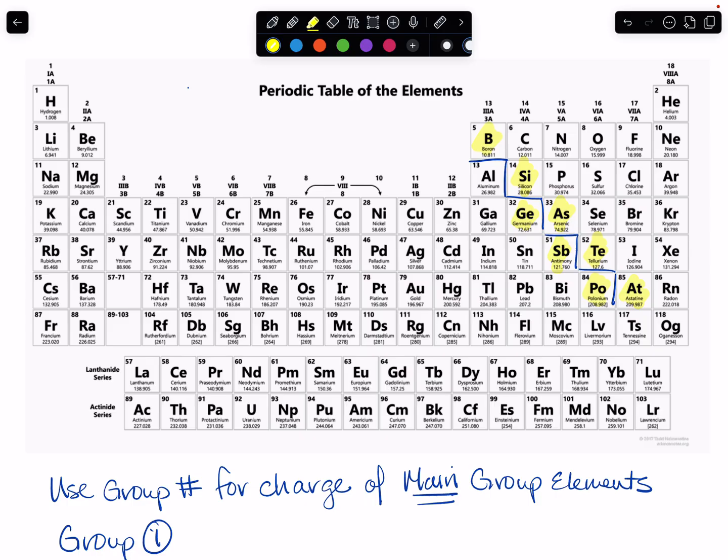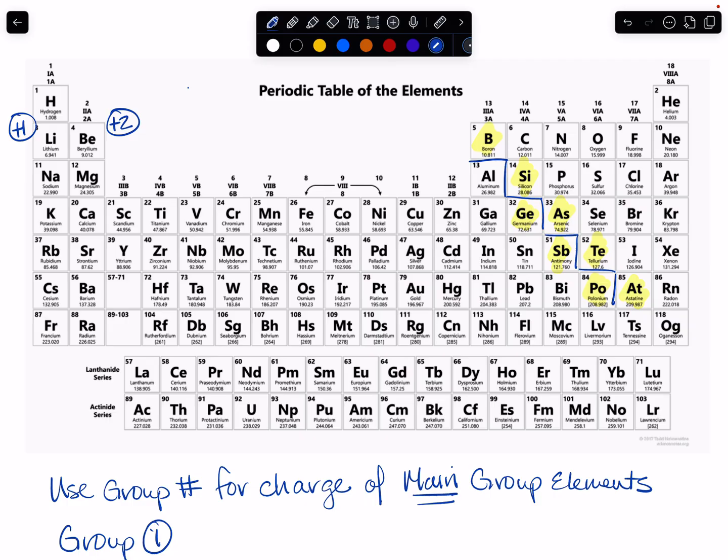Now, we have main group elements, and those main group elements are in groups 1, 2, and then 13, 14, 15, 16, 17, and 18. Those are considered the main group elements. In group 1, these metals, lithium through francium, always take a +1 charge. In group 2, which is beryllium through radium, they take a +2 charge.